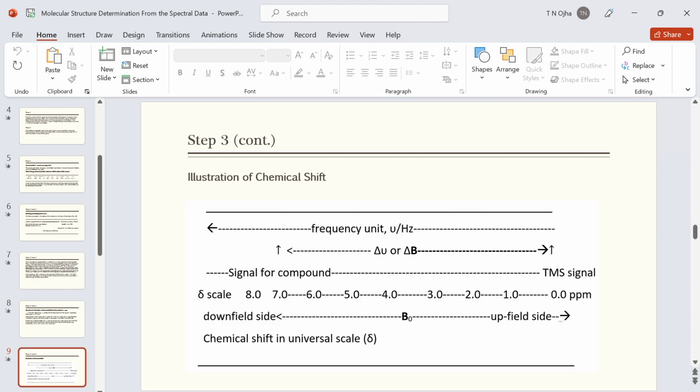Illustration of chemical shift. Frequency increases from right to left. Shift is measured relative to the reference signal, the TMS signal. The delta scale usually runs between 0 and 8, and for values beyond 8, half field signals are indicated. The left side is the downfield side, the right side is the upfield side, and chemical shift is in the universal scale delta, which is dimensionless.